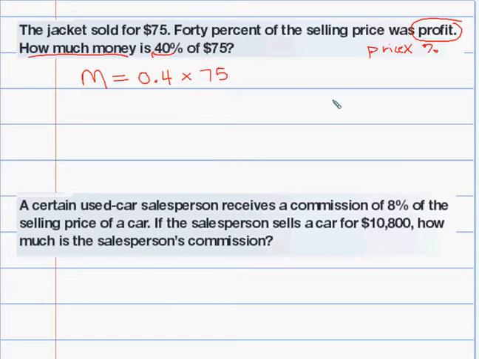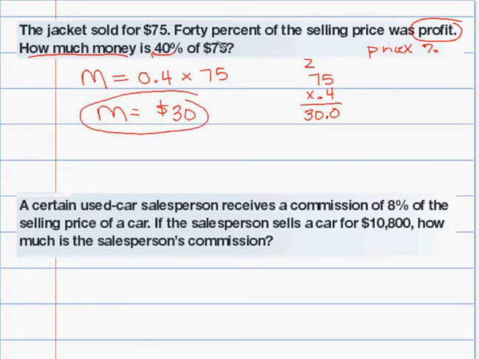So now I just multiply 75 times my decimal, 0.4. 4 times 5 is 20, carry the 2, 28, 30. Put a decimal in there, one digit behind the decimal, so one digit behind the decimal here. So M has to equal, remember it was money, how much money? $30.